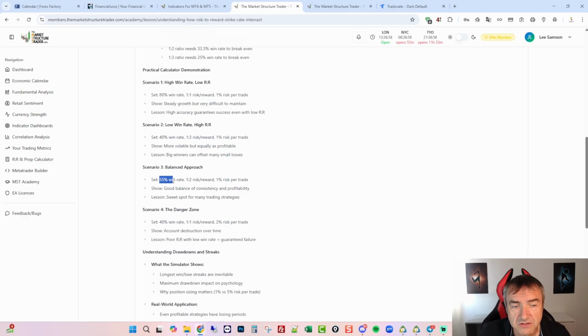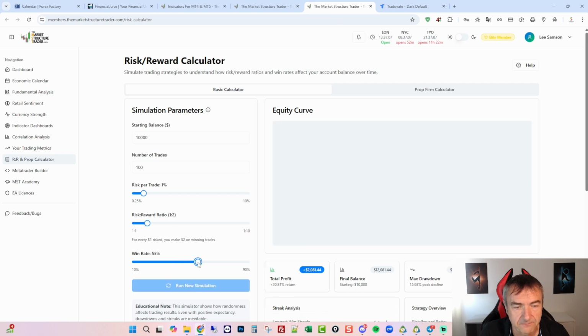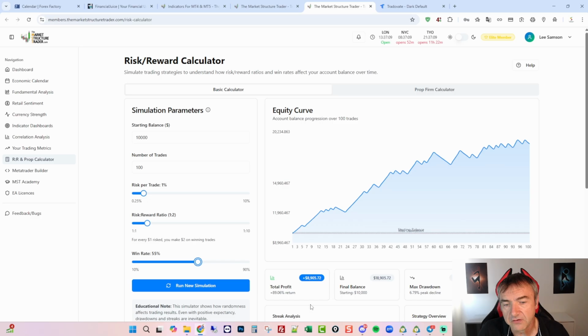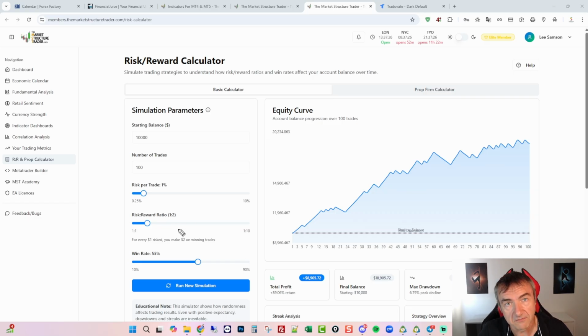So achieving a 55% win rate with a 1 to 2 risk reward ratio is not actually very different. So let's program this one in now as well. 55 with a 1.2. So you can see here we are also generating roughly the same amount of money. So these 3 strategies we've looked at are all generating around about $8,000 each on our $10,000 account, which is an 80% increase.